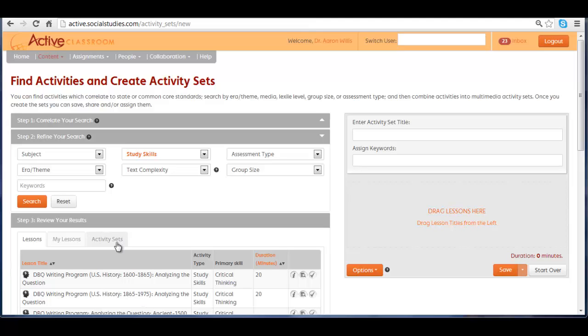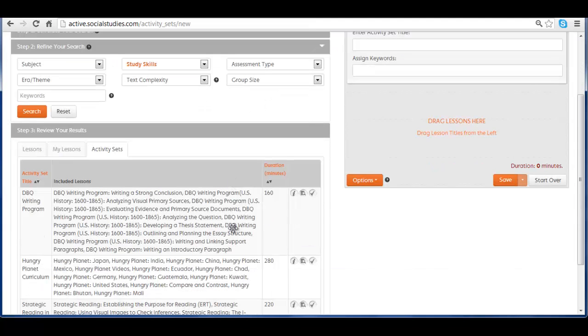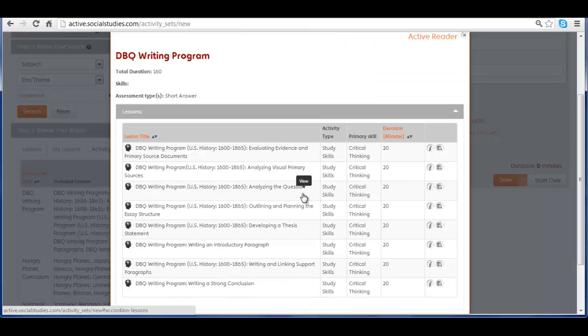I've also collected all of them together here as an activity set to show you how they might go together. So let's go in and view this early period from U.S. history, the 1600 to 1865.